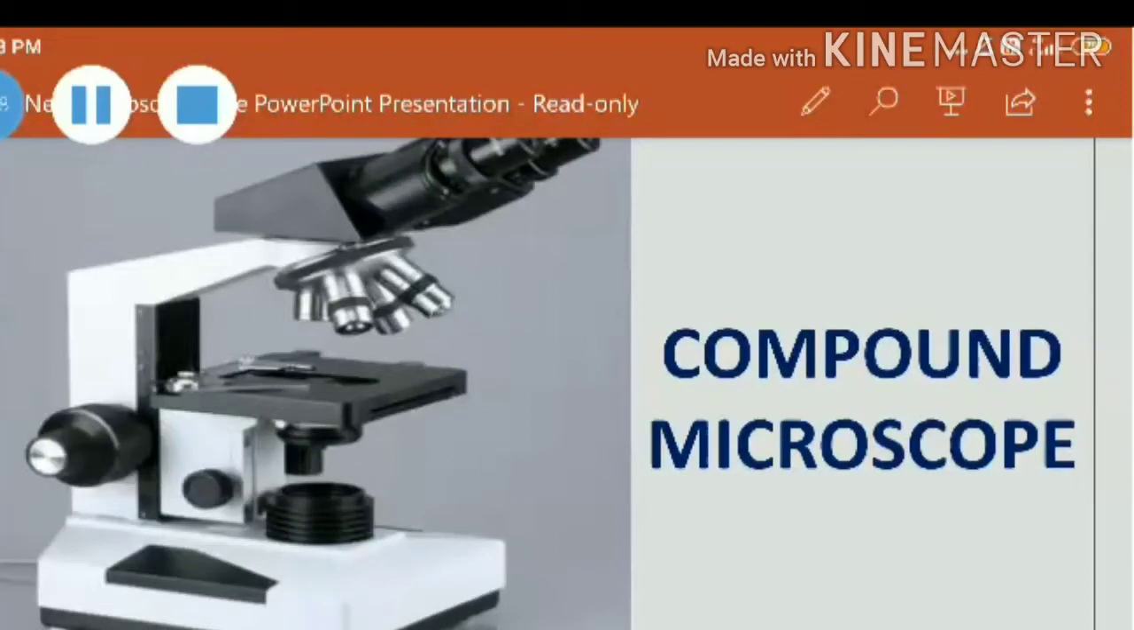Today we will see the compound microscope. Nowadays everyone wants a simple way of learning. Generally the theoretical part is very complicated to recognize. So friends, in this video I am going to tell you a simple, easy trick to recognize the compound microscope. These tricks could be very useful for your theory exam. So let's see what that trick is.